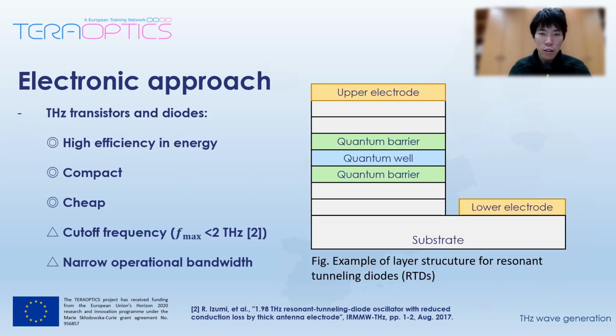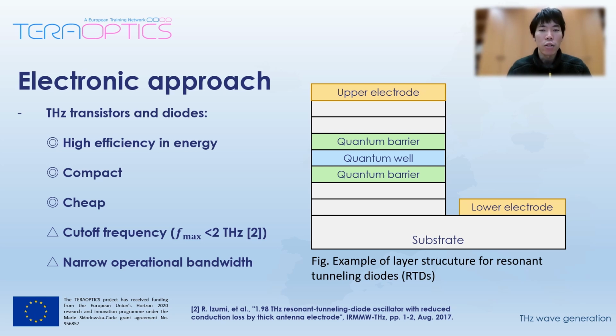Use of terahertz transistors and diodes has several advantages, such as high efficiency in energy and size, and high effectiveness in cost. However, each type of electronic device is limited in the highest cutoff frequency. This is because the transit time through the electronic devices determines their operational speeds. To realize a higher frequency fundamental oscillation, advanced device processing technology to make finer structures is required, which would be more and more challenging in the future.